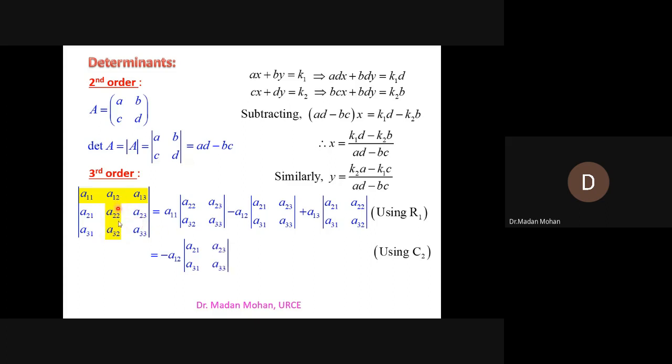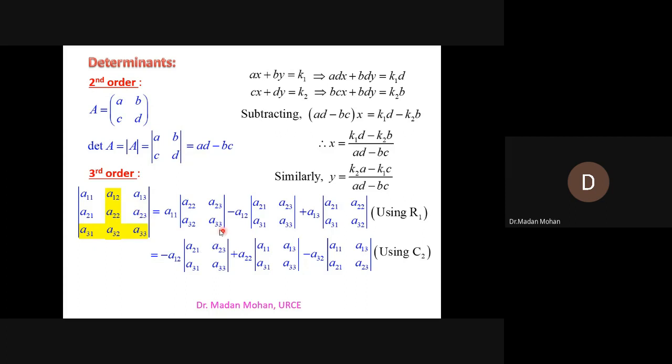Next, using this column, coming to the next row: plus A22 into these four corner elements, the determinant of this. Next, using this column: minus A32 into these four elements. This is also the determinant of the same matrix.